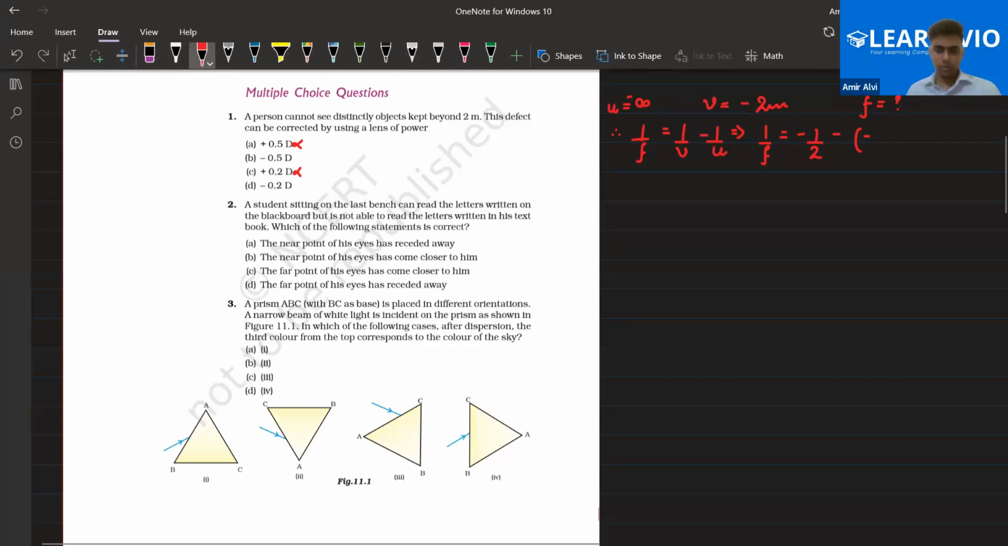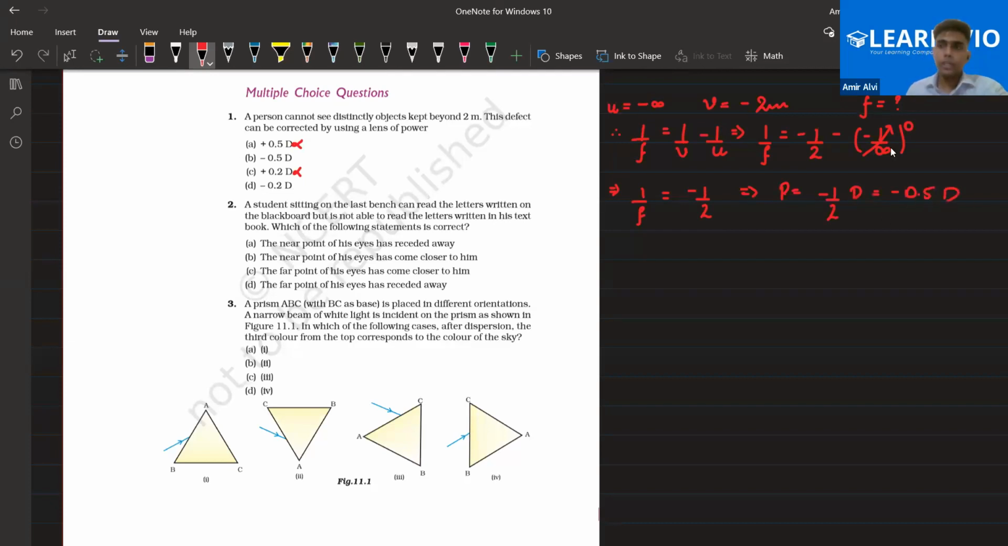So 1 by f is equal to, this will be 0 because I told you that 1 by infinity is 0, right? So this is coming out to be only minus 1 by 2. The power is nothing but 1 by f. Power formula is 1 by f. So can I write this as power? Yes. So power is equal to negative of 1 by 2 diopter. It is coming out to be negative 0.5 diopter. So the option is C. Oh, sorry, B. So option B is correct. Clear?